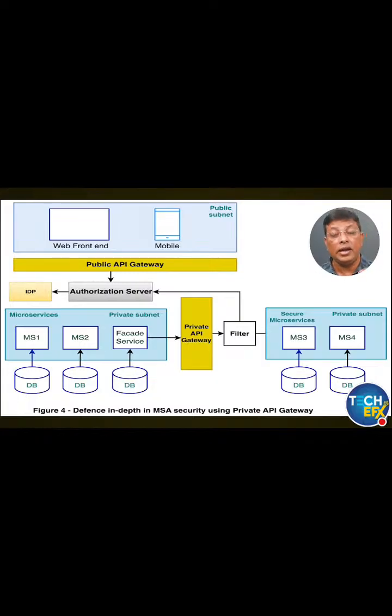This needs an additional filter and authorization scheme. If a caller needs to reach this inner secure layer, they need to access via facade services and pass an extra level of authorization as shown here in this diagram.